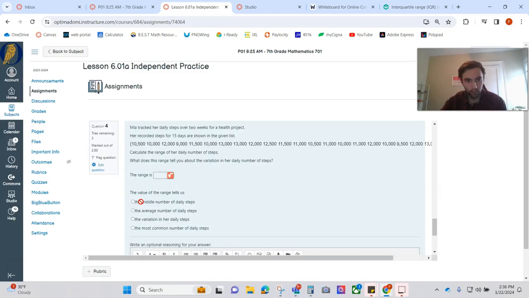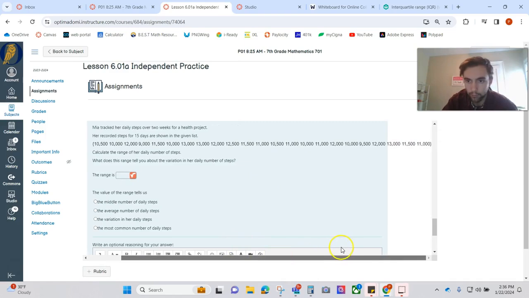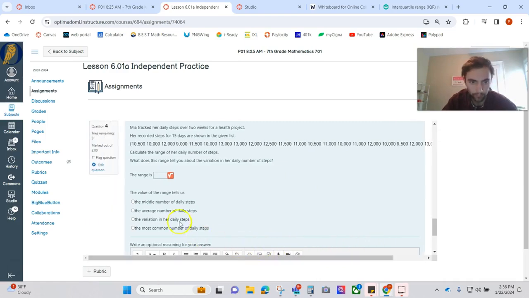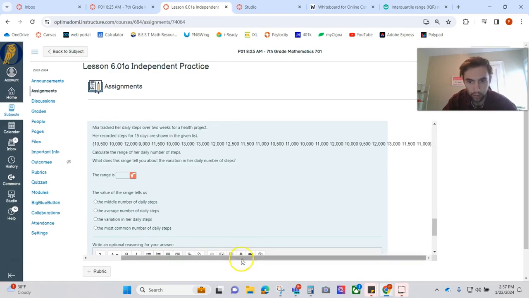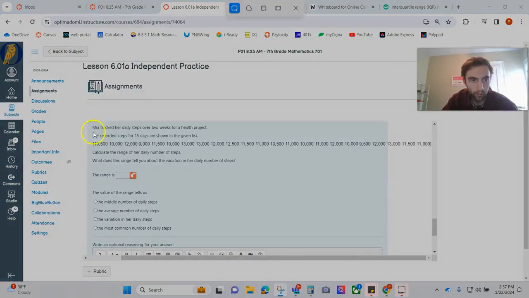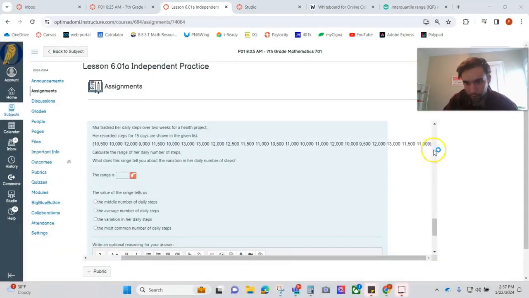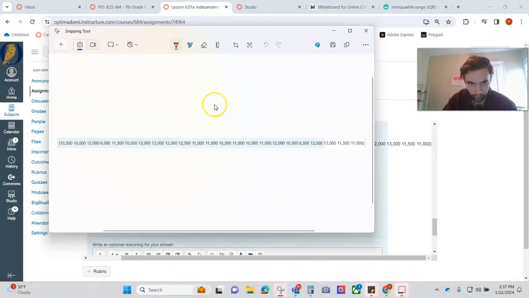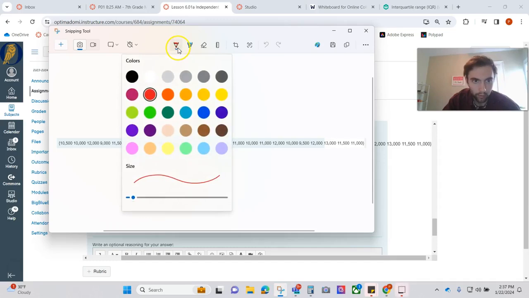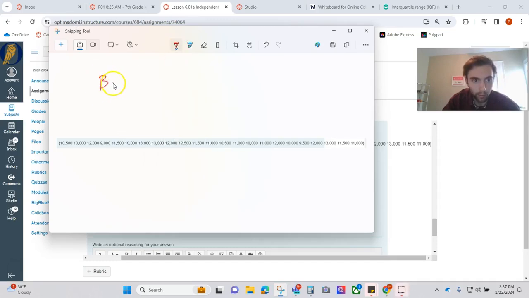Question 3. Mia tracked her daily steps over a 2-week period for a health project. Her recorded steps for 15 days are shown. Those are all her steps. Calculate the range. To find the range, we need the biggest number and the smallest number, the largest and the least. We do biggest number, or largest number, minus the smallest number. So let's find the biggest and the smallest.